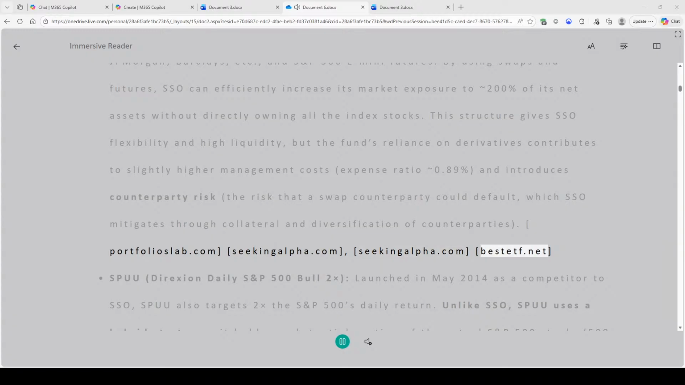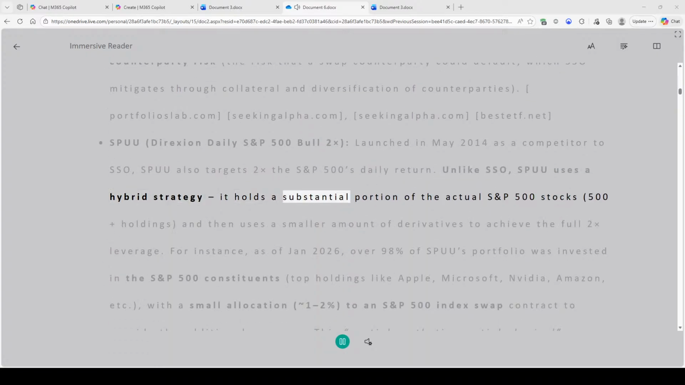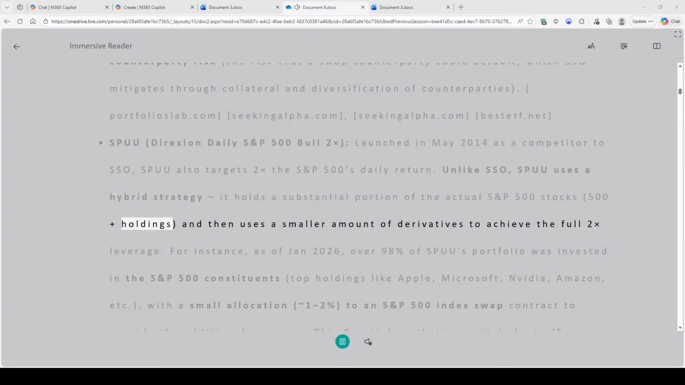SPUU, ProShares UltraPro... Direxion Daily S&P 500 Bull 2X, launched in May 2014 as a competitor to SSO. SPUU also targets 2 times the S&P 500's daily return. Unlike SSO, SPUU uses a hybrid strategy. It holds a substantial portion of the actual S&P 500 stocks, 500 plus holdings, and then uses a smaller amount of derivatives to achieve the full 2 times leverage.